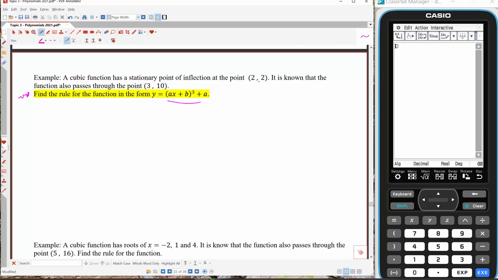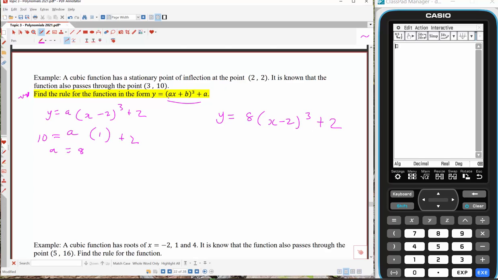It's got an inflection point there, so I'm going to write it in the form a, x take 2 cubed plus 2. That gets us the inflection point. Now let's pop in this point here: 10 equals a, 3 take away 2 is 1, so that's just 1, plus 2. That means a is equal to 8. So here is our equation, 8 x take 2 cubed plus 2.